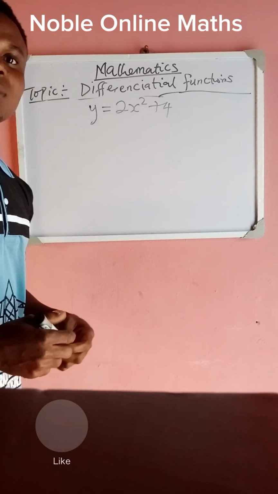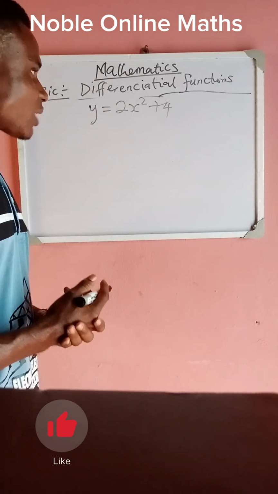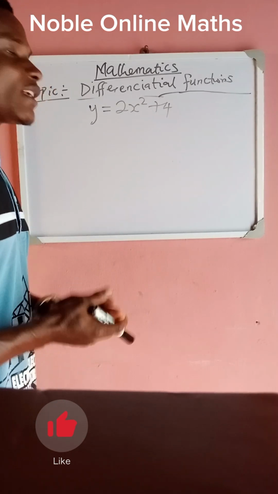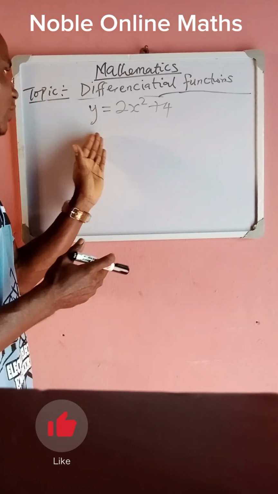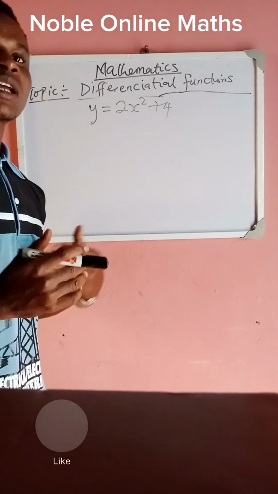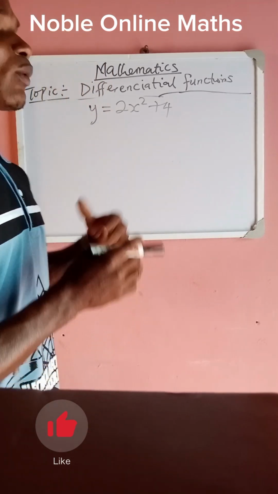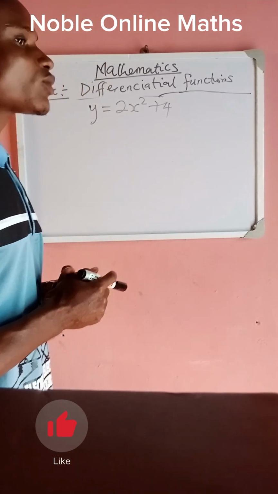Is to subtract y from both sides. Subtract y from both sides. Subtracting y from both sides, you subtract y from here, you subtract y from here. That is the second step. Then the third step is what? Having subtracted y from both sides, what do you have to do?